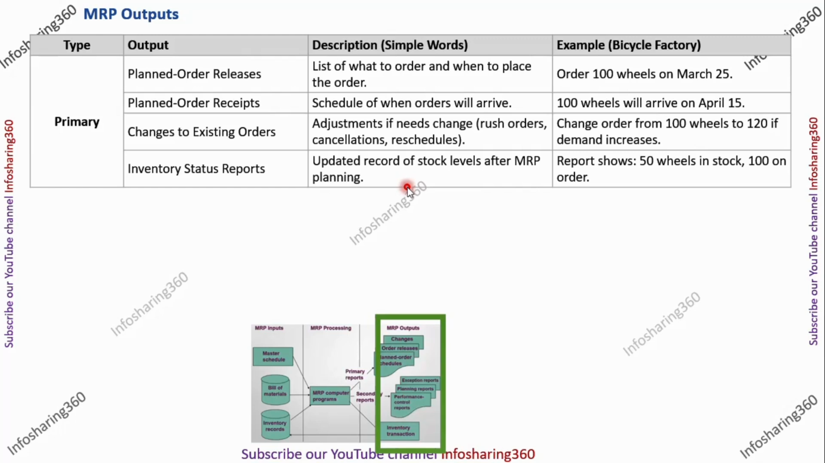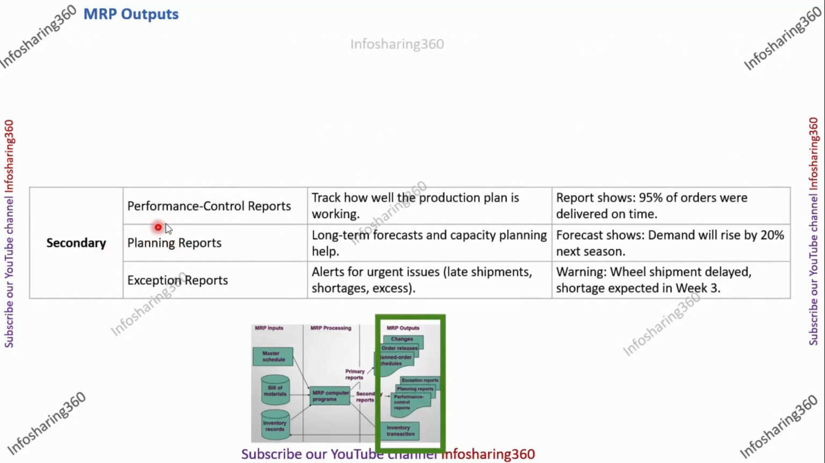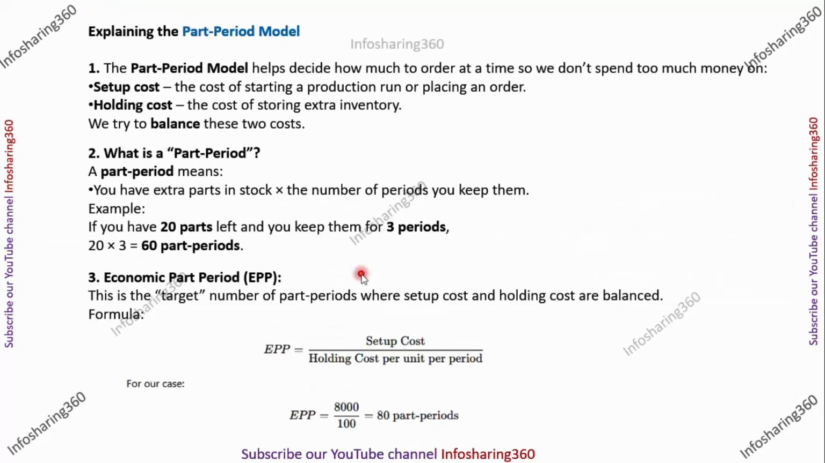level information. In secondary outputs, first, performance control reports track how well production plans are working. Second, planning reports help with long-term forecasting. Third, exception reports flag urgent issues needing attention. These outputs guide both immediate actions and strategic decisions.